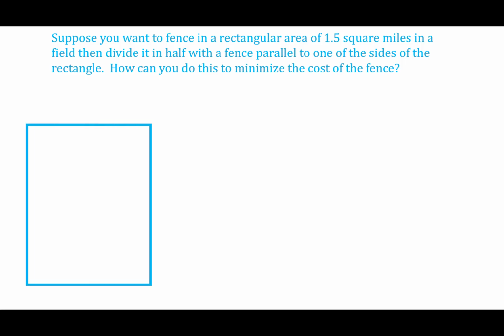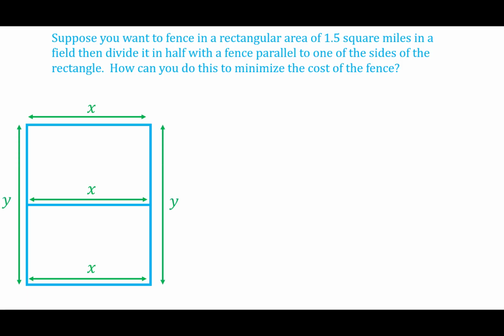So let's draw a picture of this shape. Here's our rectangle, but we need to divide it in half with the fence parallel to one of the sides. So there we go. I'll label my horizontal fences as X and my vertical lines as Y. But there could be many variations of this picture because we don't actually know what the values of X and Y are yet. That's what we're trying to figure out so that we can minimize the cost of the fence.